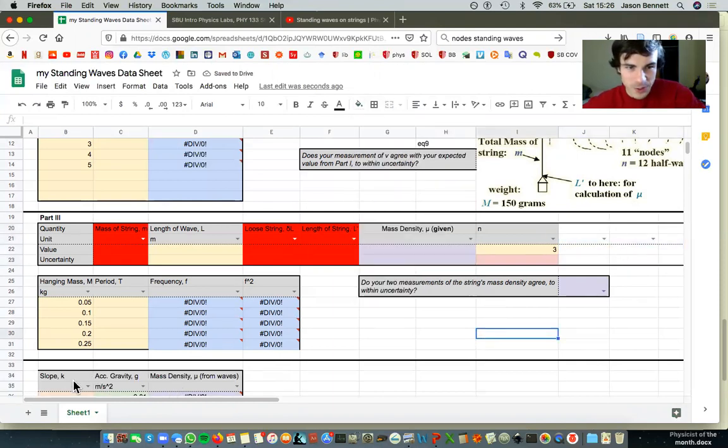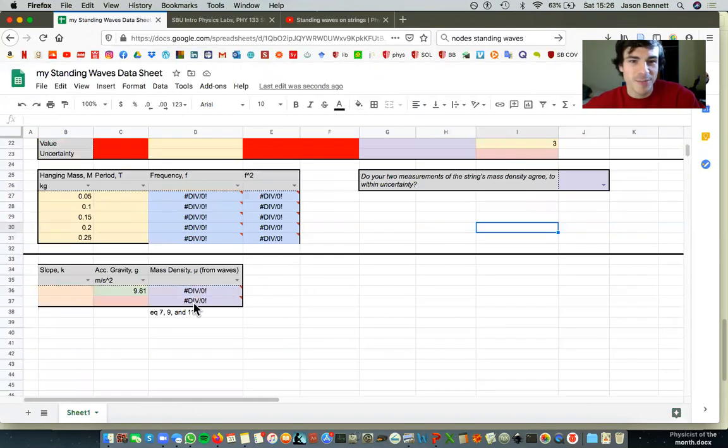So those slopes and things like that, that's not done in chronological order. You do this first and then you get the slope. So I just moved it down here.